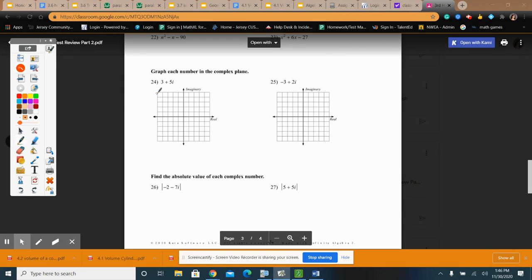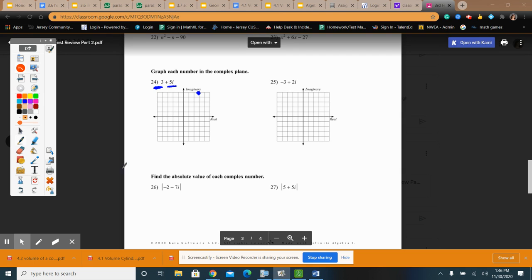Okay, now how do you graph these numbers in the complex plane? If you remember, this is the real and this is the imaginary. So 3 is the real part, 5 is the imaginary part. So you're just going to go over 3 and up 5. And that number is 3 plus 5i.